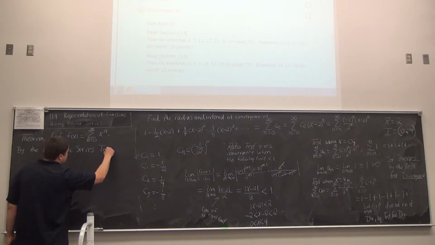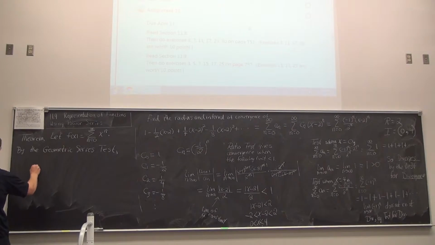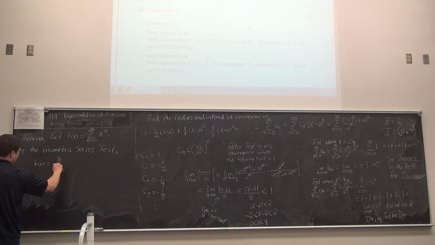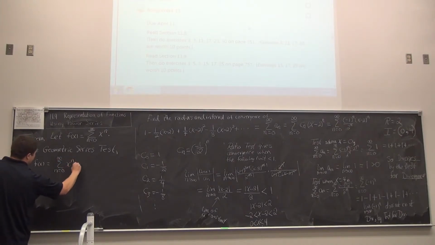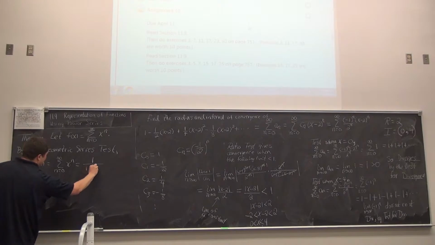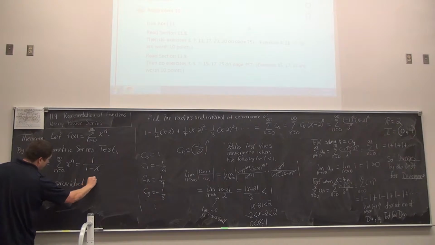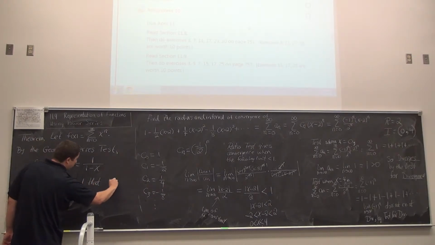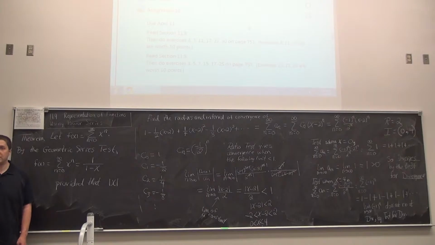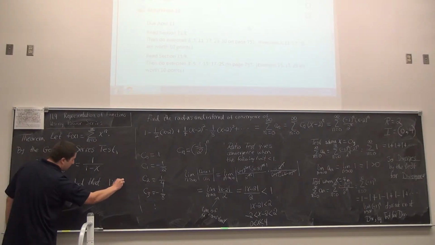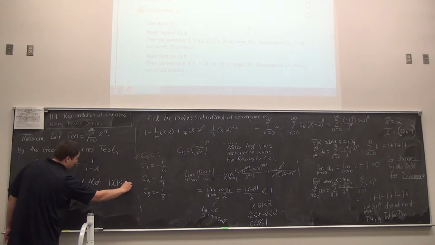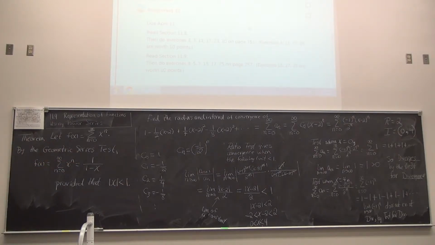series test, we have that f of x is equal to the sum as n goes from 0 to infinity of x to the n is in fact 1 divided by 1 minus x, provided that the absolute value of x, which is the common ratio in the geometric series test, so x is playing the role of r, has to be less than 1. So that's what the geometric series test provides for us. But any questions about that?